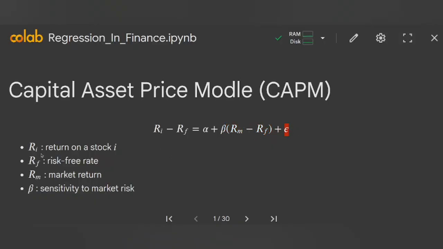Here R sub i is the return on stock i, which in our example we will consider to be Apple. Next, R_F indicates the risk-free rate and R_M is the market return. In this example, we will see the return on the S&P 500. So, beta is the sensitivity to the market risk. Through regression, we are going to calculate alpha and beta.